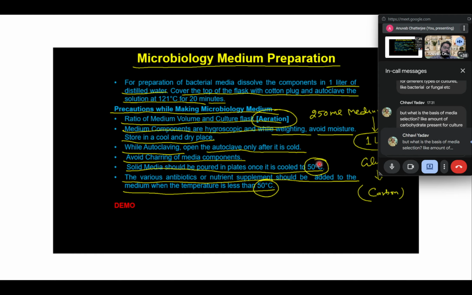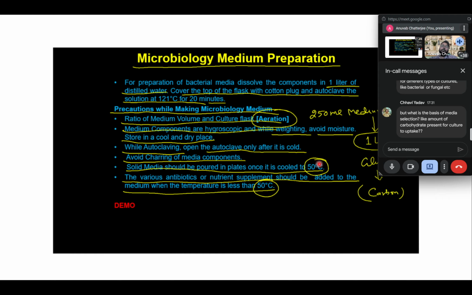But what is the basis of media selection? Like the amount of carbohydrate present for the culture to take up? It depends on the cells. So, for example, for mammalian cells, we know that there are different types of amino acids. Some are called essential amino acids, which the cell cannot make by itself. So they need to be supplemented from outside, things such as valine, phenylalanine, alanine, tryptophan. All of these are essential amino acids because the cell cannot make them by itself.